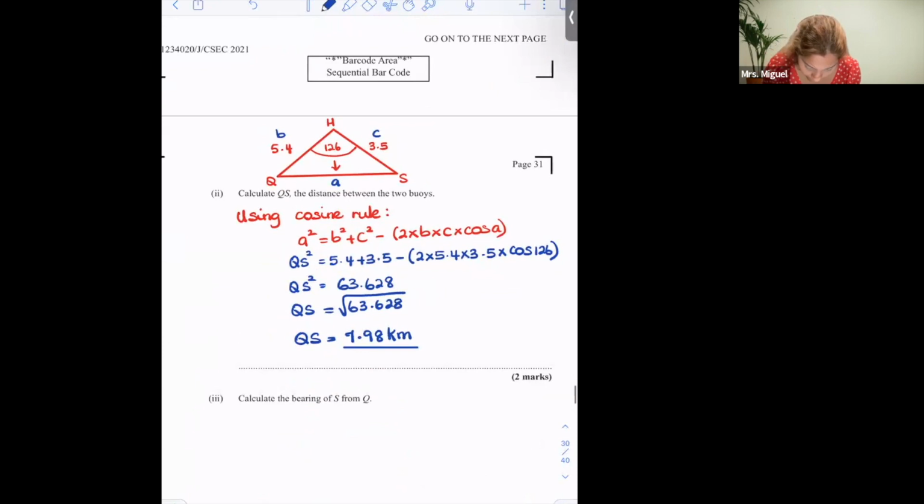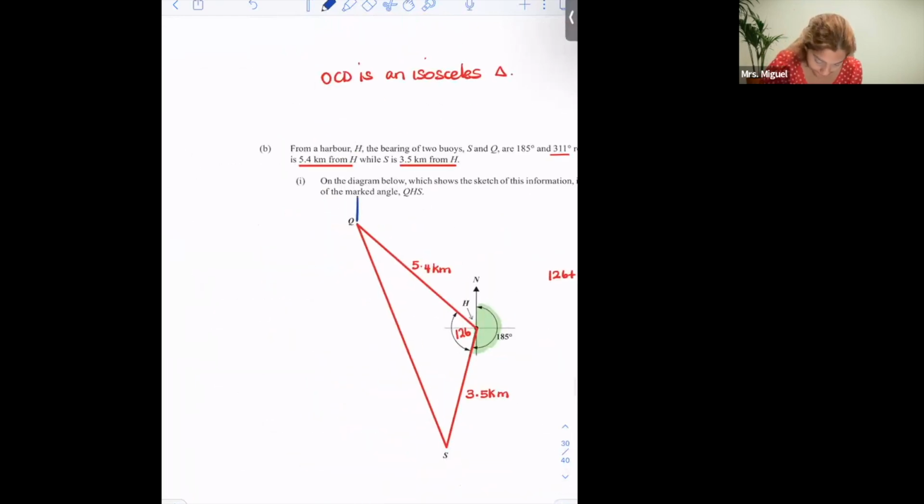Calculate the bearing of S from Q. So from Q is where I'm going to set up my north line. And I want the bearing from the north line all the way to S. The line is supposed to be straight. Now, I need to find this angle here.